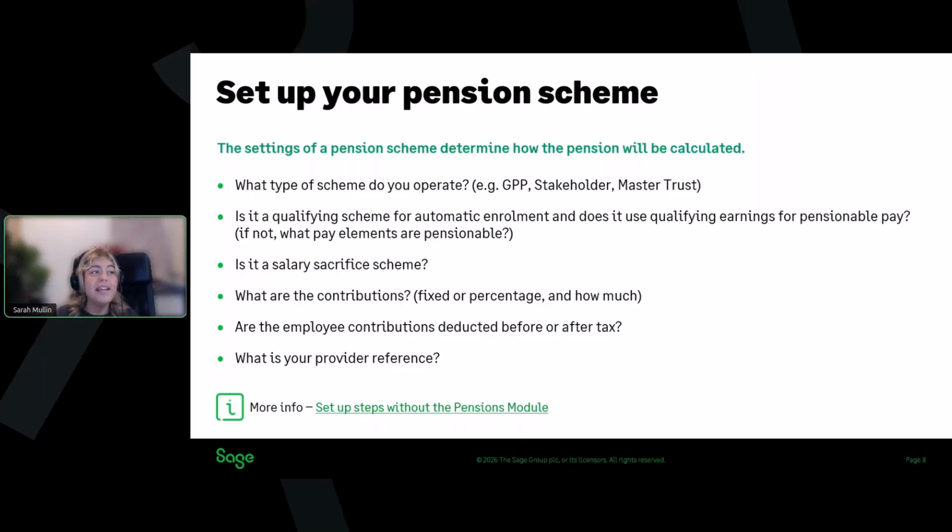And it is really important to get this info right, because Sage is going to use these settings to calculate those contributions automatically for you. So if anything is incorrect in here, that's going to have a knock-on effect to how that contribution amount turns out.